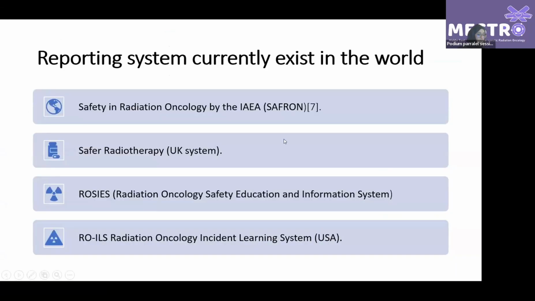Talking about existing incident reporting systems worldwide, there is Safety in Radiation Oncology by the IAEA, which is called SAFRON, and in the UK they have Safer Radiotherapy. There is ROSIS, the Radiation Oncology Safety Education and Information System, available in Europe, and there is RO-ILS, the Radiation Oncology Incident Learning System, in the US. Today I'm going to give an example about SAFRON only, but of all these, I think only SAFRON is available. You can get an account from the IAEA, access it, and learn from other people's experience on this matter.